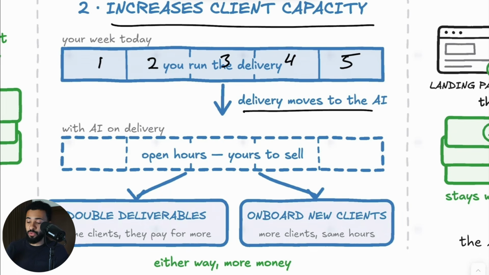Another thing is, because you regain the client capacity, if you're on capacity 5 days a week and only serve like 4 or 5 clients as an example, now AI helps you do the work. Now you can serve like 10 clients instead. So you can onboard new clients. So this also allows you to make more money.